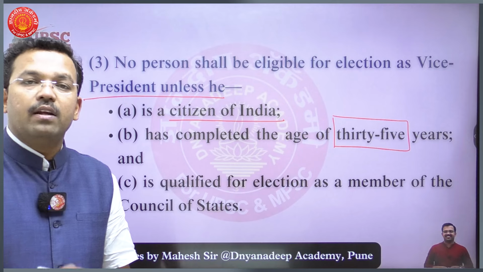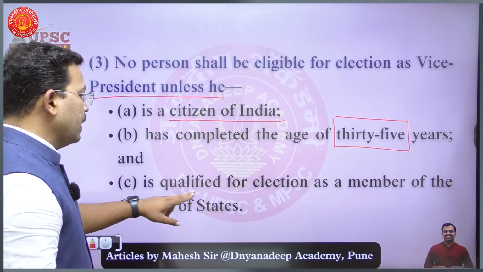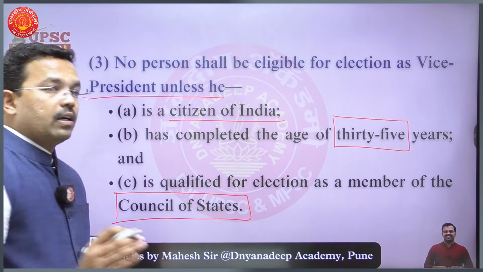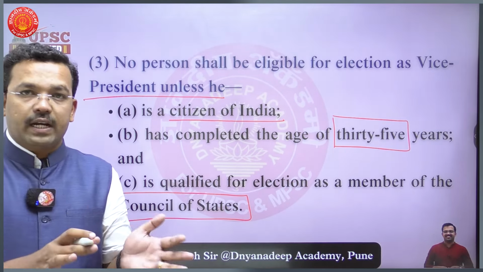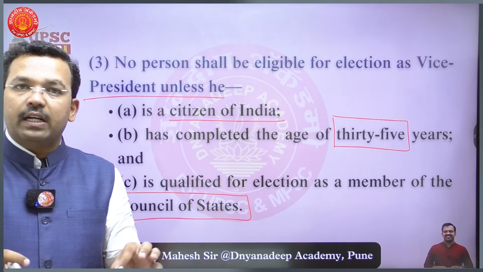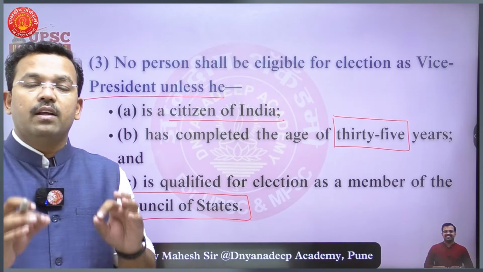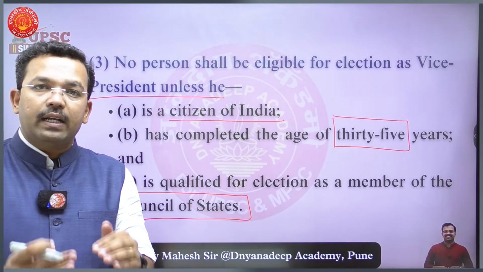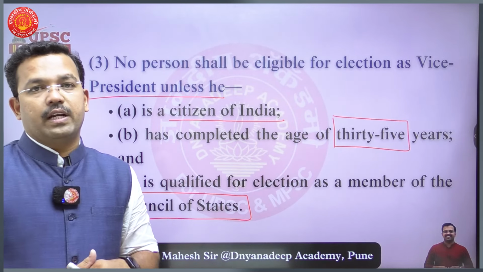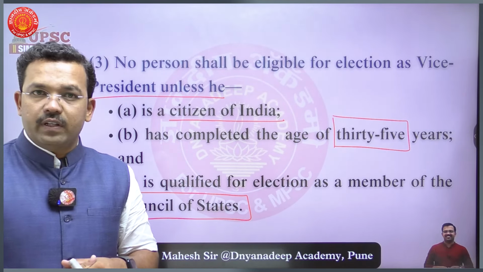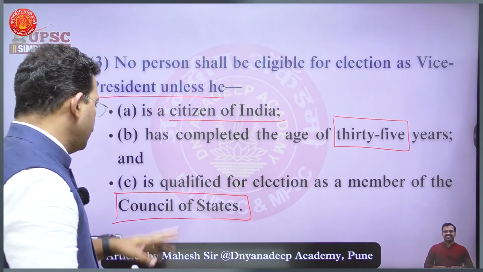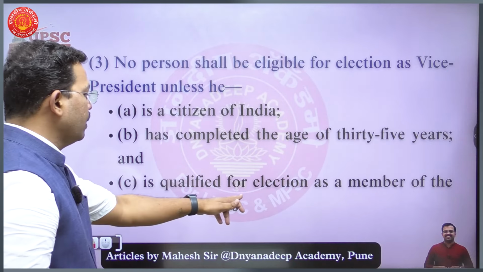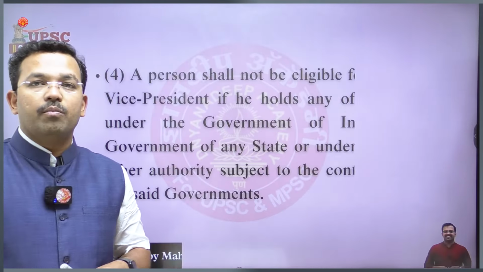You must have completed 35 years of age and be qualified for election as a member of the Council of State. See, they are saying that it is not necessary that he should be a member of the Council of State. No, membership of the Council of State is not the necessity. What is the necessity? That person should have all the qualifications required to get elected as a member of the Council of State. So here we will try to understand what qualifications are required for a person to get elected as a member of the Council of State.